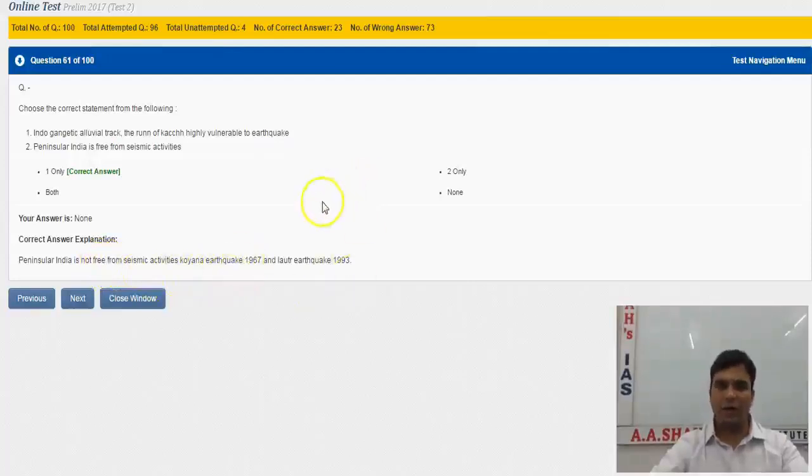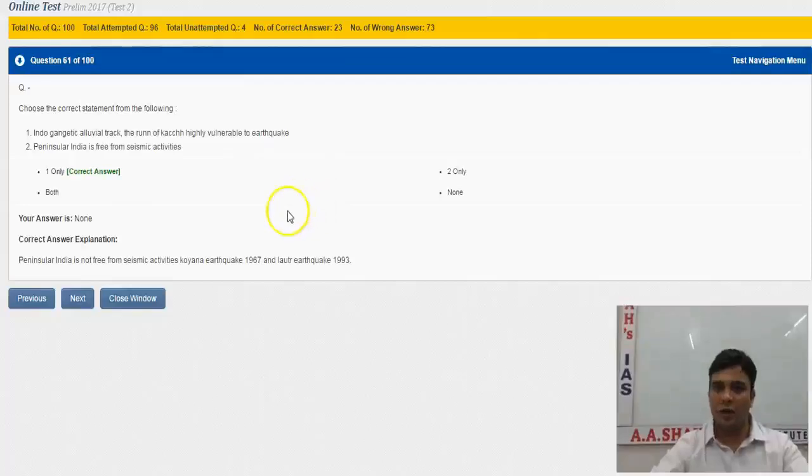Both of these places come in Maharashtra, and a big part of Maharashtra falls in the peninsular block of India. So statement 2 is definitely not right. Now you know that statement 2 is not right. When you are so certain about it, you can easily eliminate it and say that only one is correct. And Indo-Gangetic alluvial tract and Rann of Kutch are highly vulnerable to earthquake.